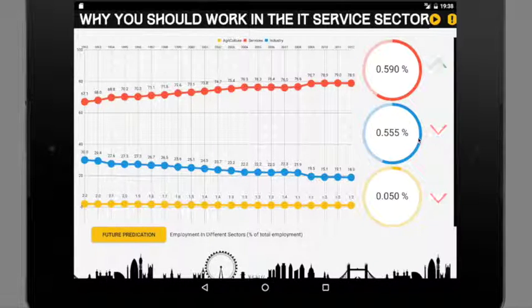The circles to the right of the graph display some analysis of the data. The average growth of the service sector rose by 0.59%, while the agriculture and industry sectors fell by 0.05 and 0.55% respectively.